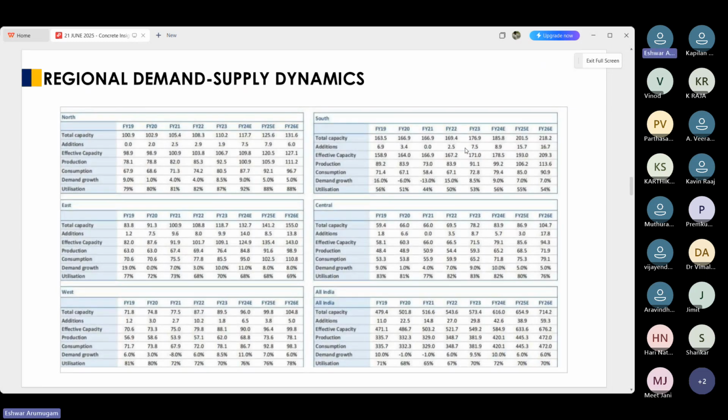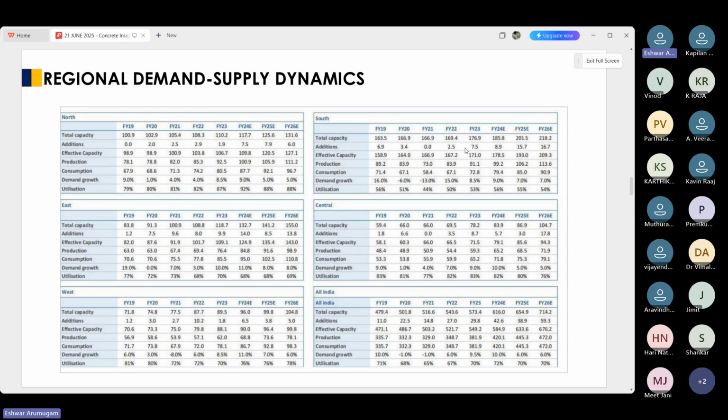So this slide talks about the regional demand supply dynamics of cement. As I said, cement being a bulky product, it cannot be transported over long distances. Essentially, by road, currently the share of road in cement transport is high. By road, it doesn't economically make sense to transport cement over 300, 350 kilometers. So the industry is essentially split into 5 regions, each having its own regional dynamics.